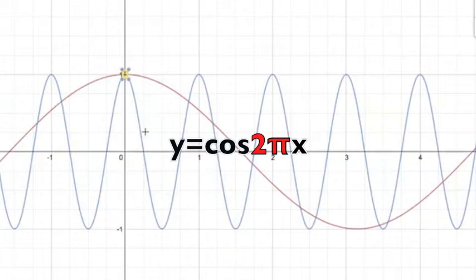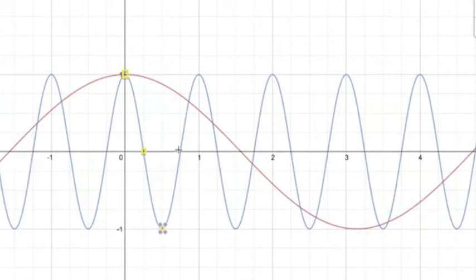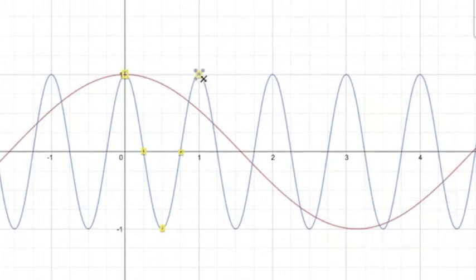The coefficient of x is 2 pi. The period is 1 because 2 pi over 2 pi is 1. It is a horizontal stretch. The function repeats after a cycle of 1. The interval is 1/4. You will plot your points in 1/4 increments.